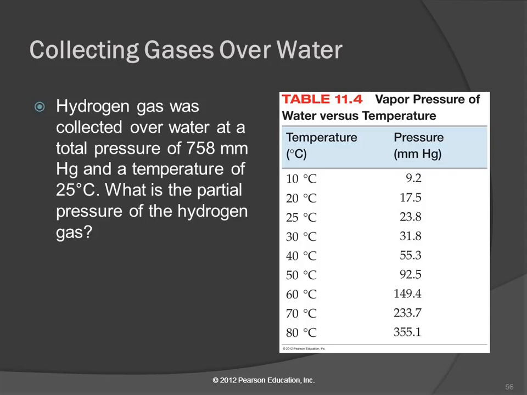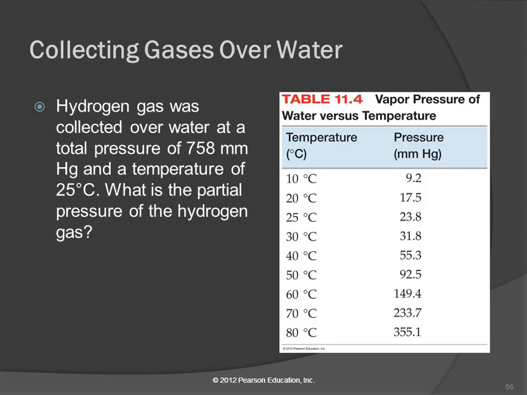And so how do we know what the vapor pressure of the water is? Well, we just look it up in a table because it depends on the temperature. They've done studies, and they figured it all out, and they put it in a table, and there you go. So here's an example. Hydrogen gas was collected over water. The total pressure was 758 millimeters of mercury. The temperature was 25 degrees Celsius. What's the partial pressure of the hydrogen?